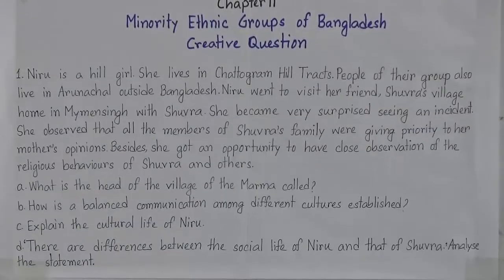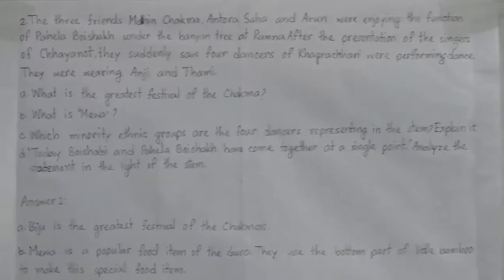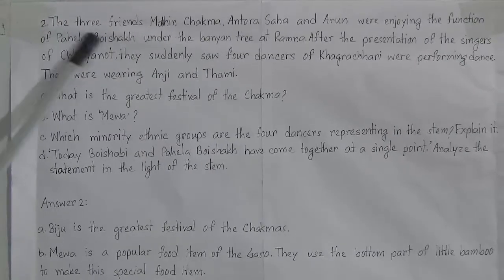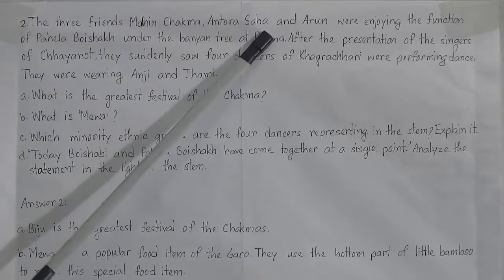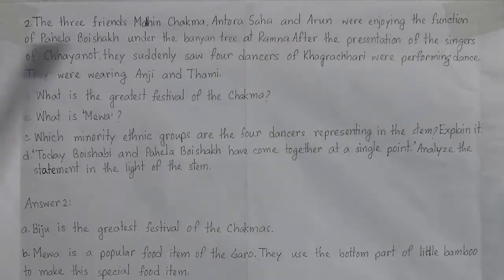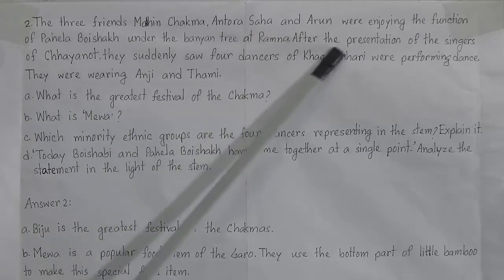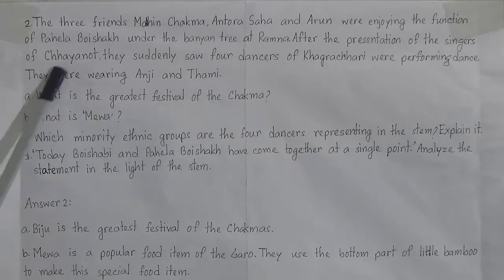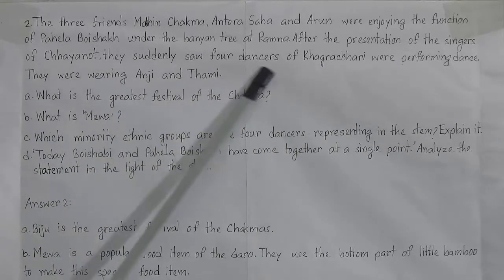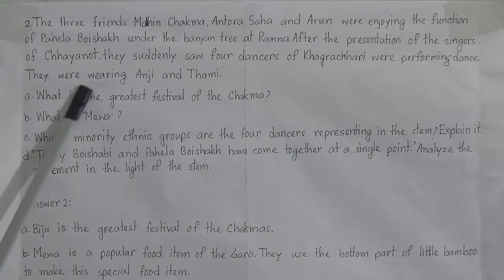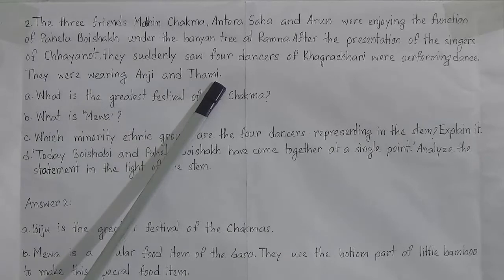Now we will go to question number 2. That means the second question on page 140. Now let's read number 2. The three friends Mathin Chakma, Anta Shaha and Orun were enjoying the function of Pahela Boishakh under the banyan tree at Ramna. After the presentation of the singers of Chhayanaut, they suddenly saw four dancers of Khagrachari performing a dance. They were wearing Anji and Thami.